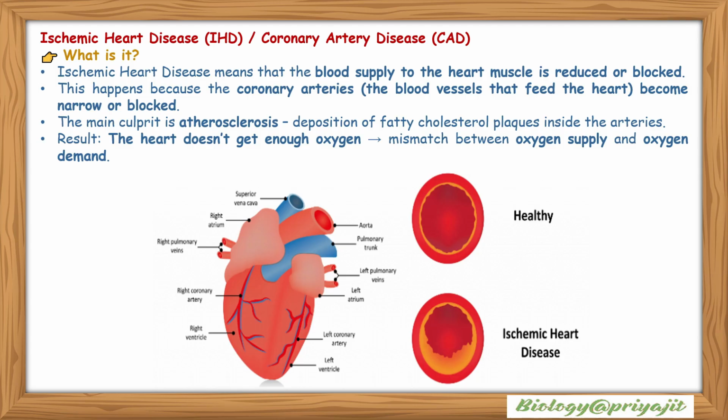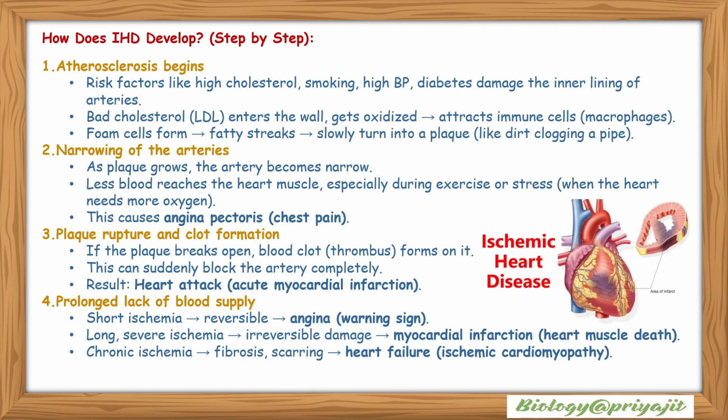Ischemic heart disease, IHD, or coronary artery disease, CAD. What is it? Ischemic heart disease means that blood supply to the heart muscle is reduced or blocked. This happens because the coronary arteries, the blood vessels that feed the heart, become narrow or blocked. The main culprit is atherosclerosis, deposition of fatty cholesterol plaques inside the arteries, and as a result the heart doesn't get enough oxygen: a mismatch between the oxygen supply and the oxygen demand of the heart.